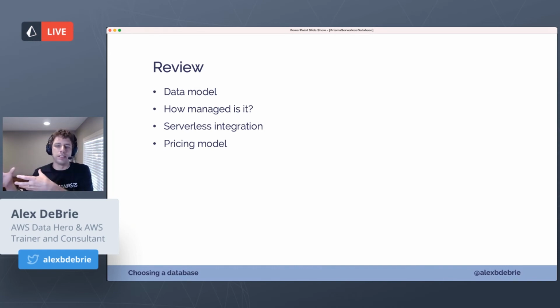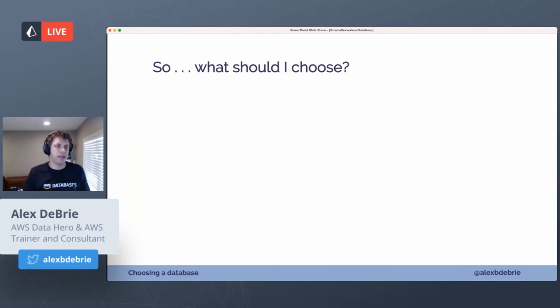So how well do these databases fit into that serverless world? And then the last one, pricing model. We really like pay-per-use, pay-per-value in that serverless world. How well do these different databases fall into that? If you just want to know, hey, you gave me all that stuff, but really, what should I choose?